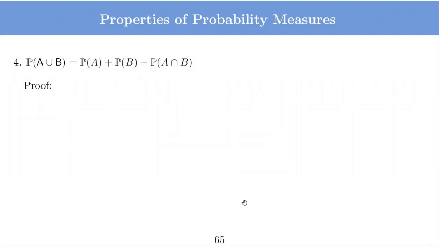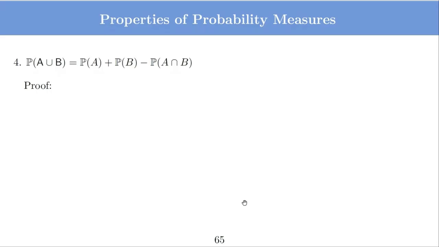Now we will come to the fourth property, which you may have seen in the past. This says that if A and B are not disjoint, then how do I compute A union B? In that case, probability of A union B is equal to probability of A plus probability of B minus probability of A intersection B. And this is consistent with the previous result that if A and B are disjoint, then of course A intersection B would be empty.